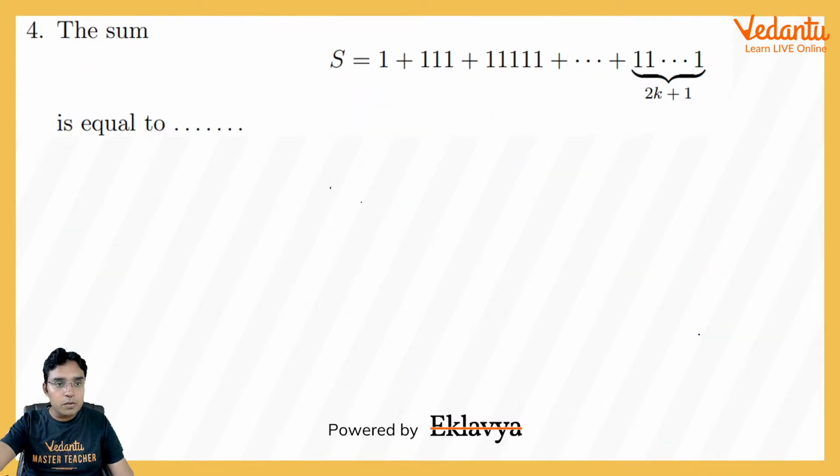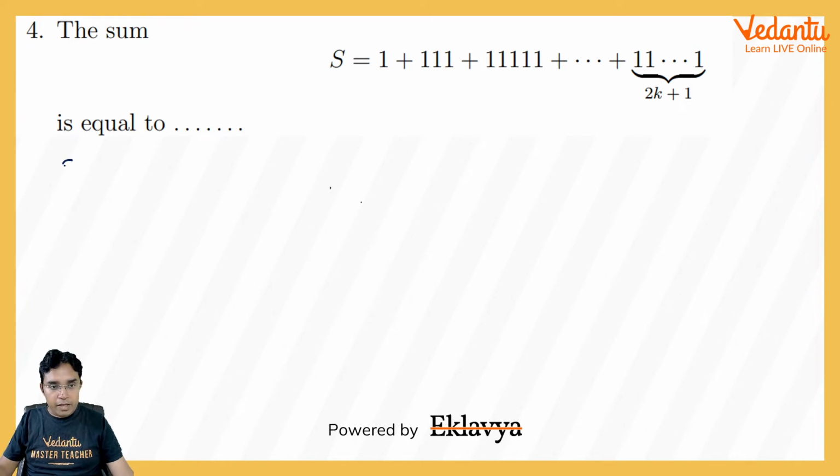Okay. Now coming to the next question, that is 4. We have to find the sum S is equal to 1 plus 111 plus 11111 and so on, up to 2k plus 1 times 1. This is, I think, a very standard problem. We may have done this type of question in geometric progression, sum of n terms of GP. It is not a GP, first of all you should understand, but you can convert this into 1 or 2 GPs and use the formula of sum of n terms of GP to find this sum.